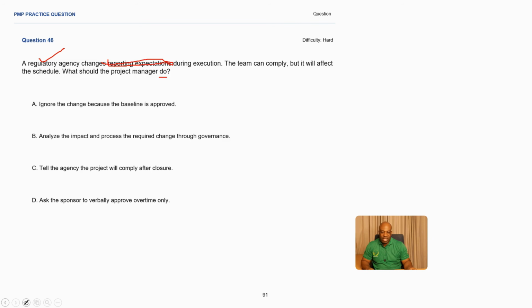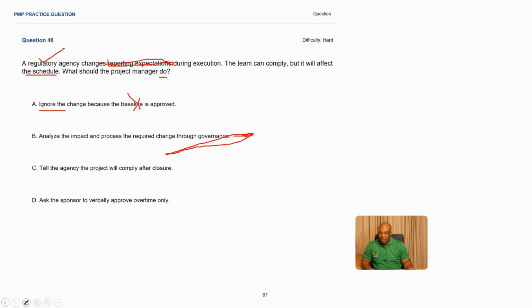So which is this case, all right? So the team can comply with it, okay, but it will affect the schedule. So which means if this reporting changes during execution, they come in, they're going to affect schedule. So let's look at the answers now. A, ignore the change because the baseline is approved. You don't ignore things in project management. Whether it's a risk, it's an issue, you confront it head on. So making this one incorrect answer. All right. B, analyze the impact and process the required change through governance. This makes sense. You need to analyze the impact. Okay.